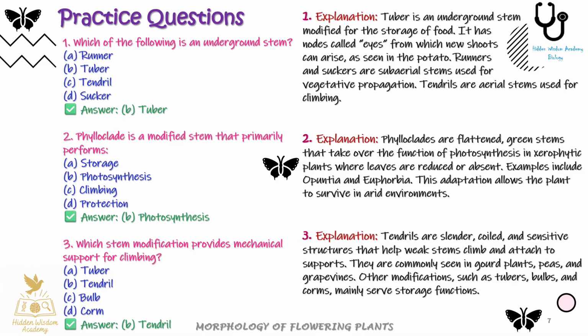Explanation. Tendrils are specialized stem structures that coil around supports to help weak stems climb. Examples include gourd plants, peas, and grapevine. Tubers, bulbs, and corms mainly function in food storage rather than climbing. So, option B is the correct answer, that is, tendril is the stem modification which provides mechanical support for climbing.